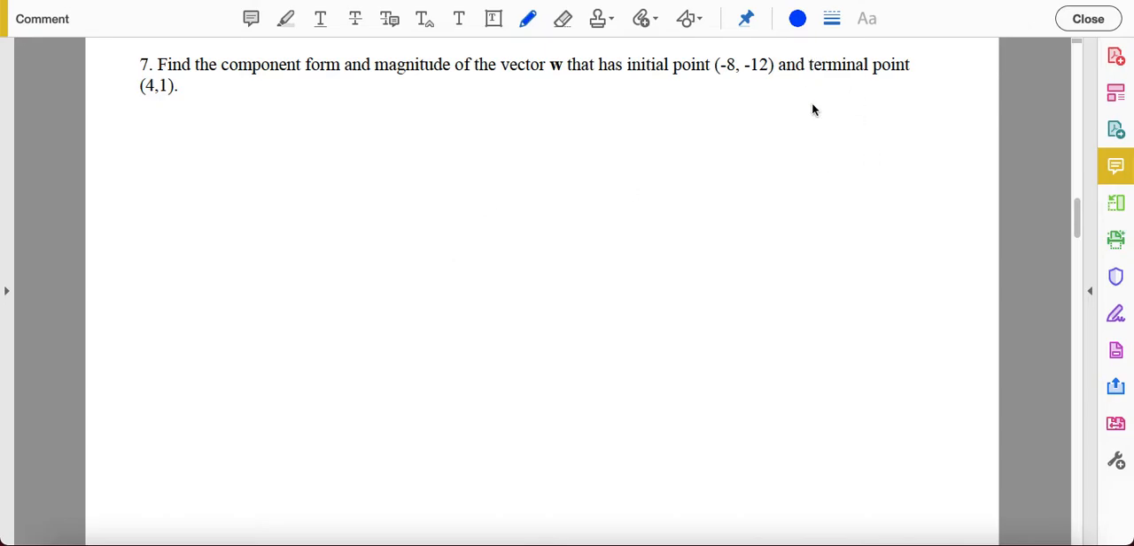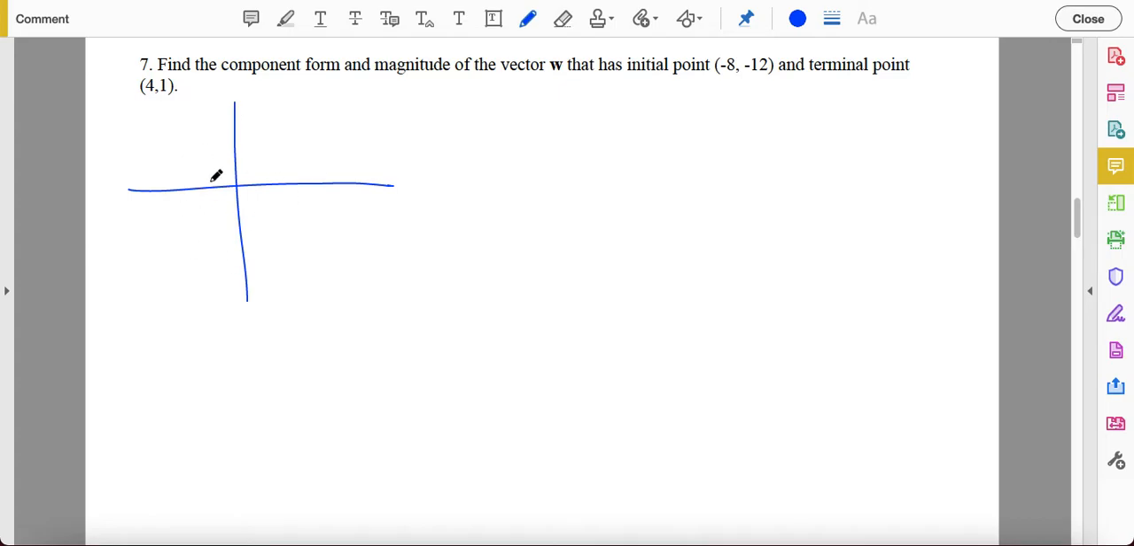This session covers vectors. Okay, so we're finding the component form and magnitude of a given vector W that has initial point -8, -12, and terminal point 4, 1. So there are a couple ways to do this. I generally like to sketch it out, and it makes a lot of sense.